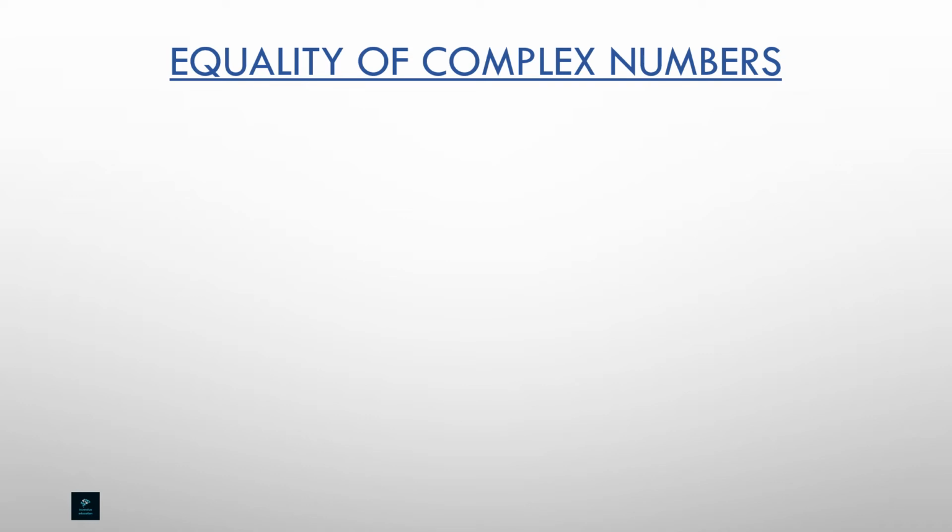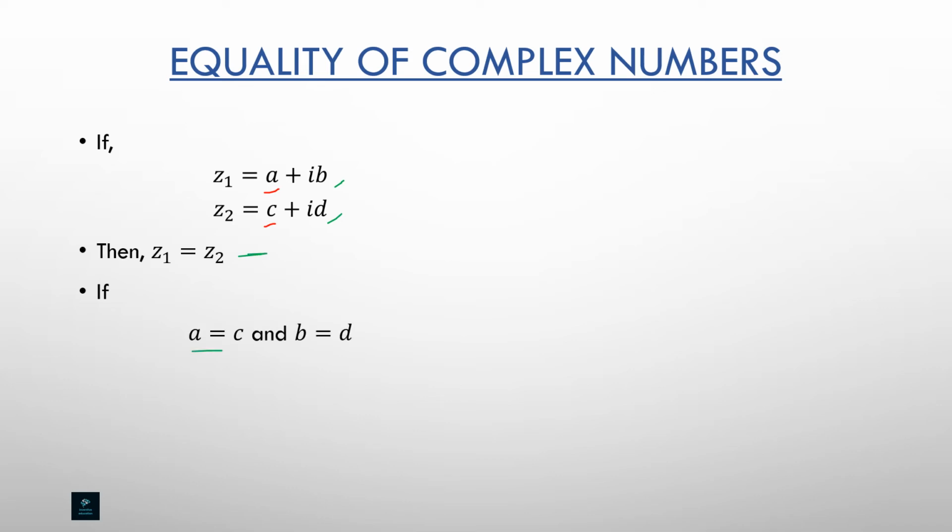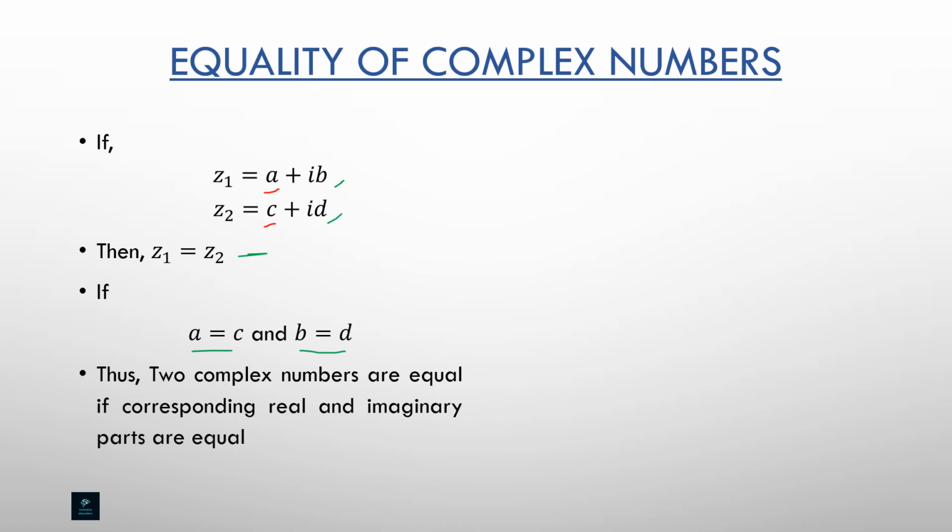Now, how to check the equality of complex numbers? Suppose that we have complex numbers z1 equal to a plus ib and z2 equal to c plus id. Then z1 is equal to z2 if the real components are equal, that means a and c are equal, and the imaginary components b and d are also equal. Thus, two complex numbers are equal if the corresponding real and imaginary parts are equal.